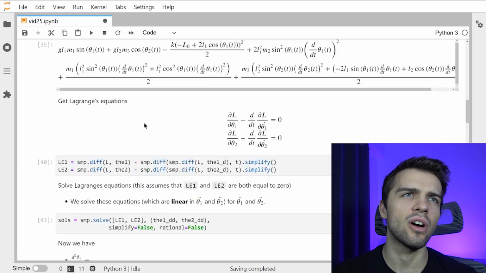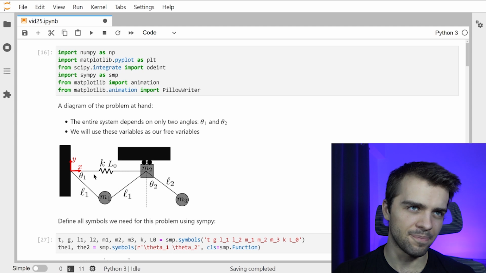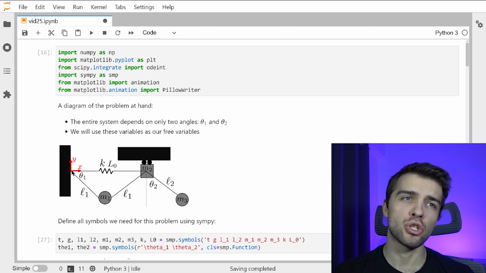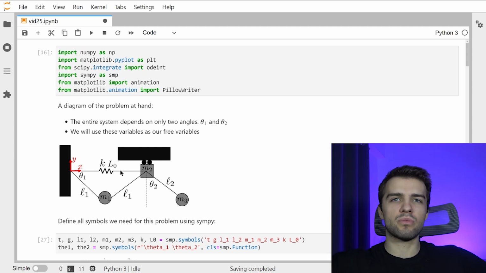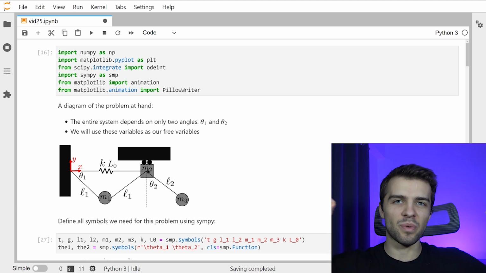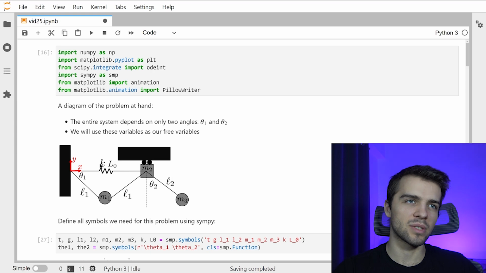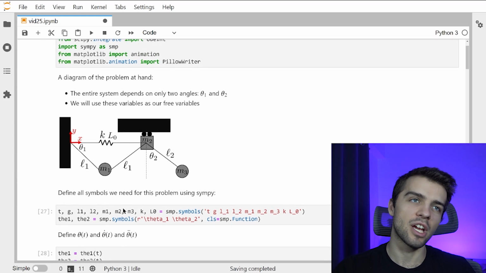By the way, setting L naught equal to this value means that this spring is relaxed when it's equal to about 1.5 L1. If it was 2 times L1, these would be pulled apart. Theta 1 would be equal to 0, and that's when the spring would be relaxed. So it's relaxed when it's 1.5 times L1. So it looks like this geometrical shape.